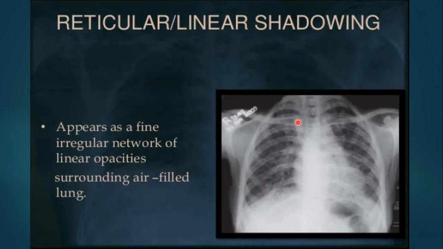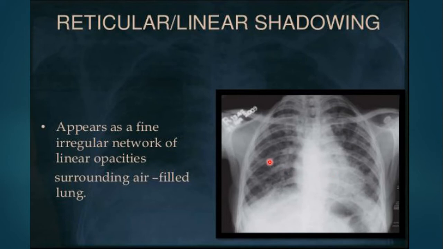Okay, so regarding the reticular and linear shadowing, you can see in this chest x-ray, it appears reticular. The word reticulum means net. So when you have a reticular pattern or linear pattern, you will see a network of lines connected with each other in both lungs, in multiple lung zones, all over, bilaterally most of the times, not always, resulting in what's called reticular or linear shadowing.